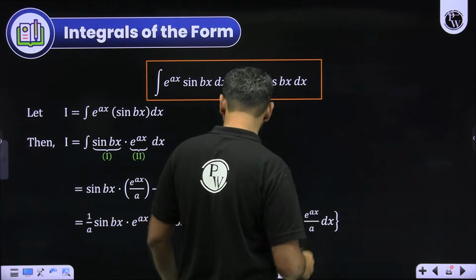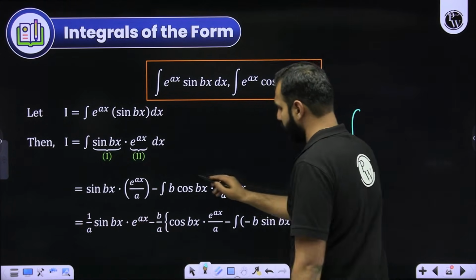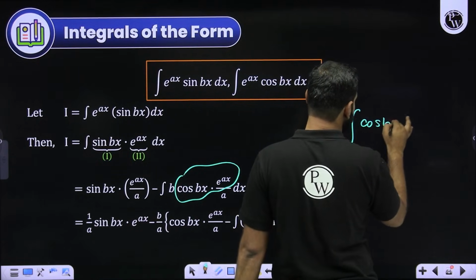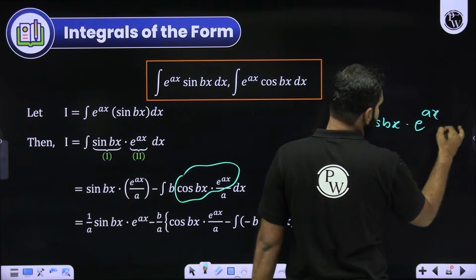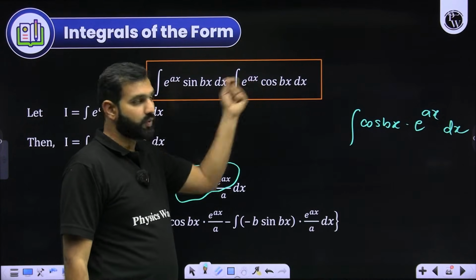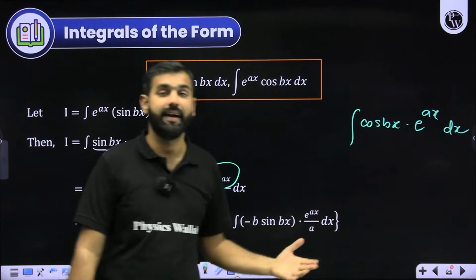Which part, students? This part. I am now dealing with this part, cos bx into e to the power ax. So if I rewrite this as cos bx into e to the power ax, would you not say this clearly matches with this? And then again I apply this ILATE rule here.